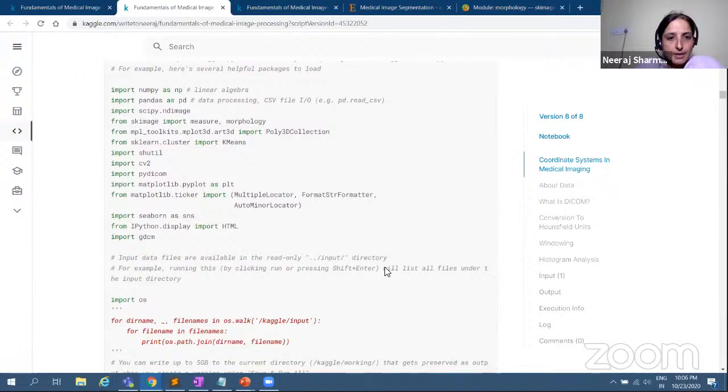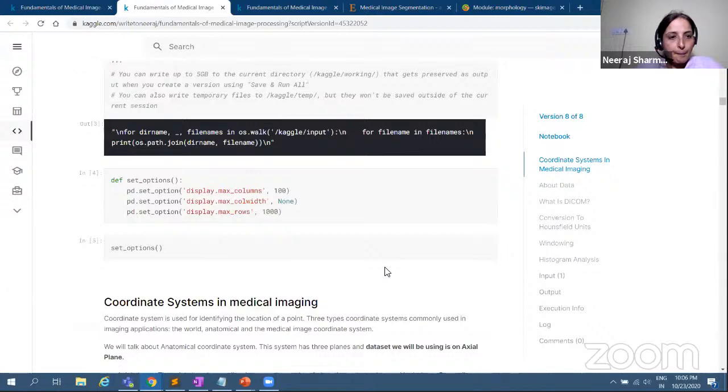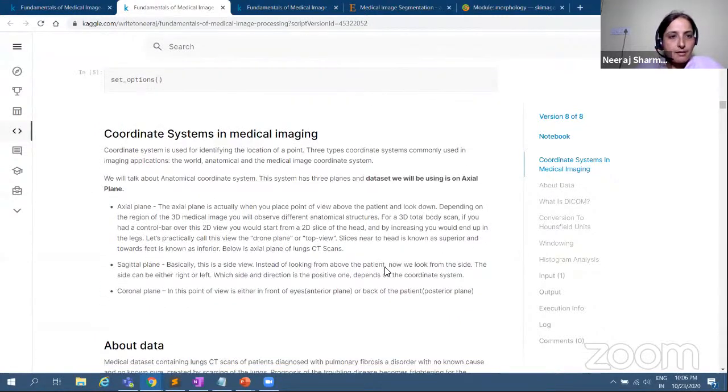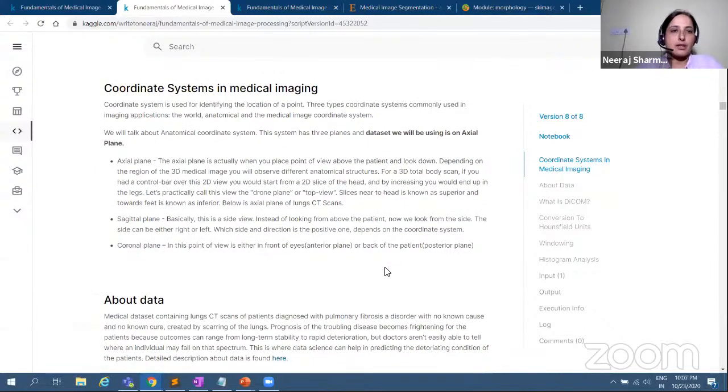So these are the libraries which we used throughout the session. And we will start with the coordinate system in medical imaging. Coordinate systems tell the location of a point or the location of the patient's body in the CT scan machine. There are 3 types of systems available for the coordinate systems, and they are the world, anatomical, and the medical image coordinate system.